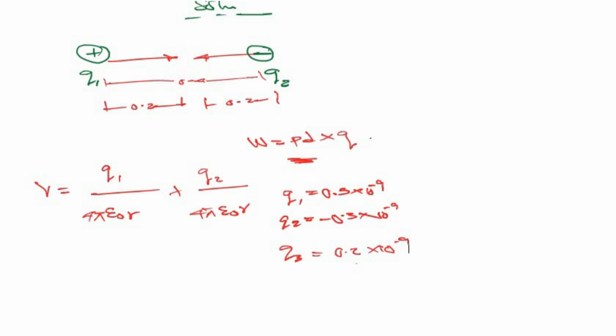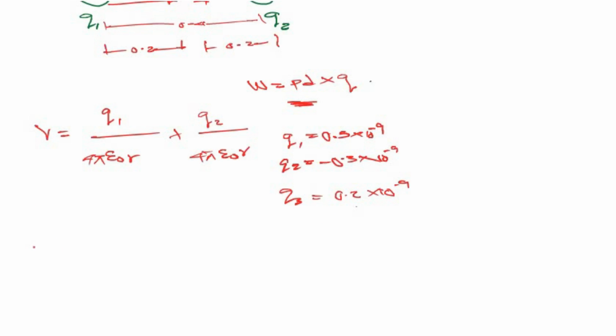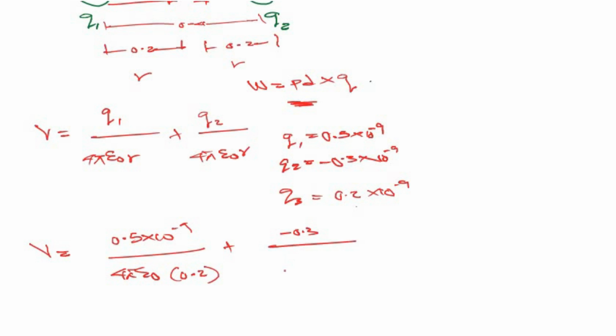So we can quickly slot in our parameters and get the voltage. The voltage is equal to Q1, we are having 0.5 times 10 raised to the power of minus 9 all over 4 pi epsilon naught R. Our R, I told you, is the distance. This place is R and this place is also R. So we are having 0.2, plus Q2, which is minus 0.3, all over 4 pi epsilon naught times 0.2. So this is what we are having.